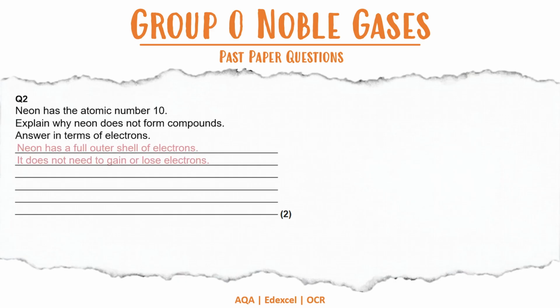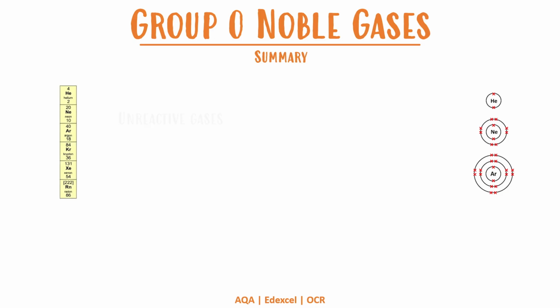Let's see how we've done. Now, neon has a full outer shell of electrons, which means it's unreactive because it doesn't need to gain or lose electrons. Right, let's summarize.